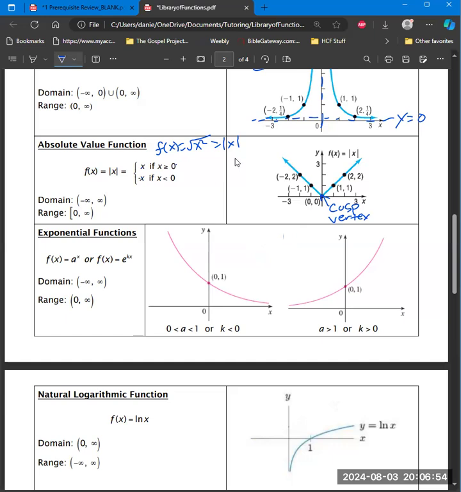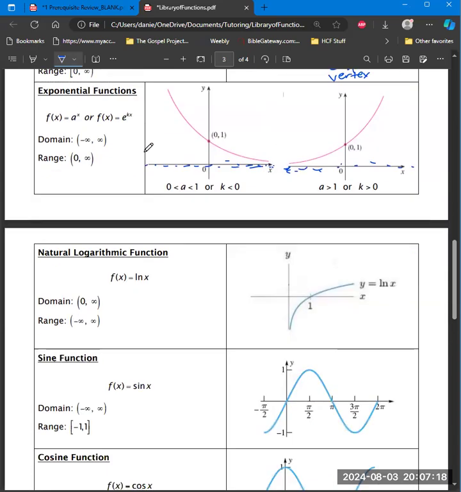But the domain of an exponential function is going to be negative infinity to infinity. And it's always going to have this horizontal asymptote down here at y equals 0. And it's going to really have that asymptote only on one side. It'll be on the negative side if it's a rising exponential function, and it'll be on the right-hand side if it's a falling exponential function.